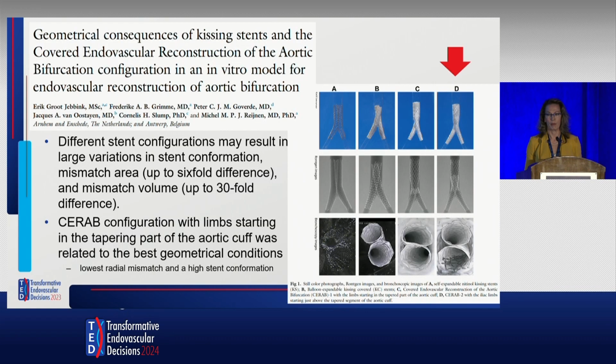So the geometrical consequences of kissing stents was looked at by Goverde, Reijnen, and his group. And here they did an in vivo model looking at this, trying to determine with a variety of stenting positions and placements what was the best, ultimately concluding that the CERAB configuration with the limb starting in the tapering part of the aortic cuff was related to the best geometrical condition with the lowest radial mismatch and high stent conformation.